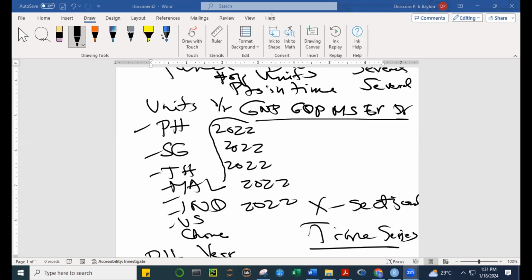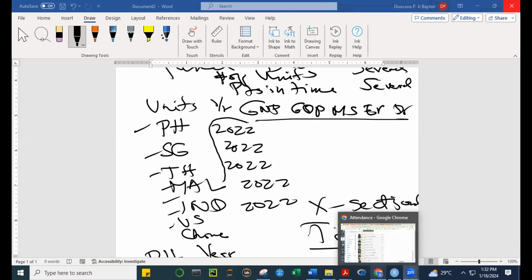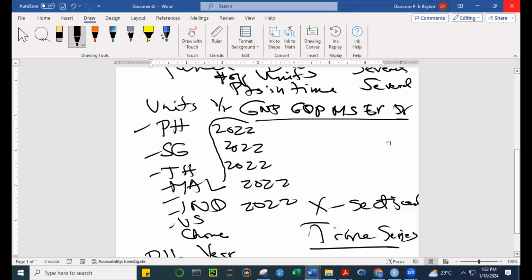Paki-chat naman please kung clear so far yung discussion natin. So far clear ba yung distinction between cross-sectional data, time series data, at saka panel data? Okay, good. Of course, of the three, mas pinaka-rich ang makukuha sa information pag panel data. Okay? And by the way, class, sa panel data, we have two types, no? We have the balanced panel data and the unbalanced.